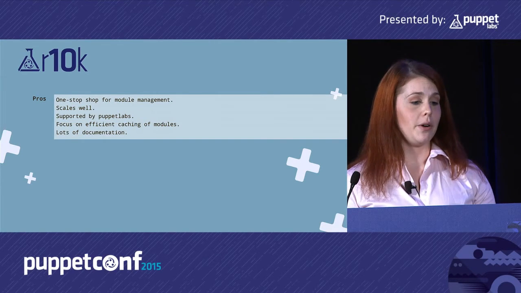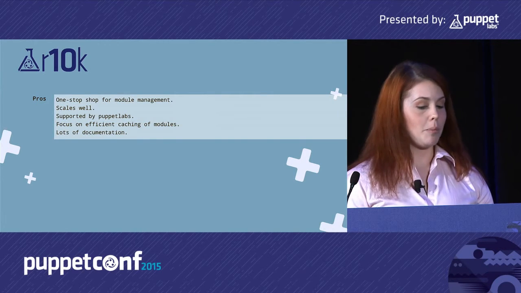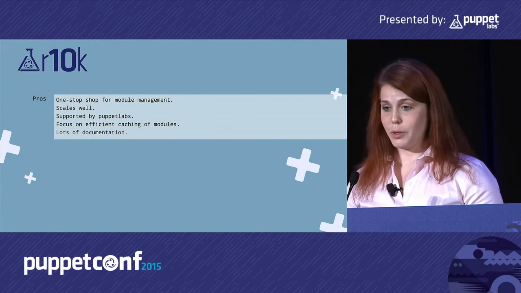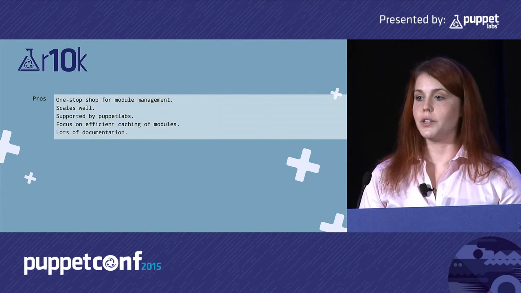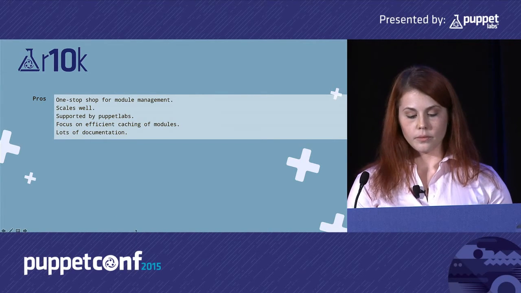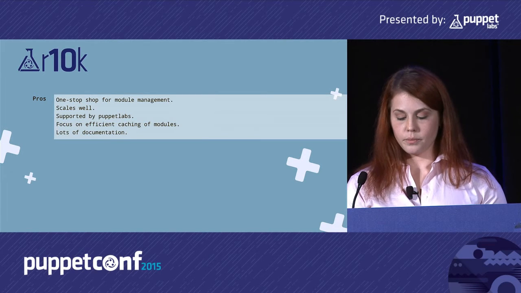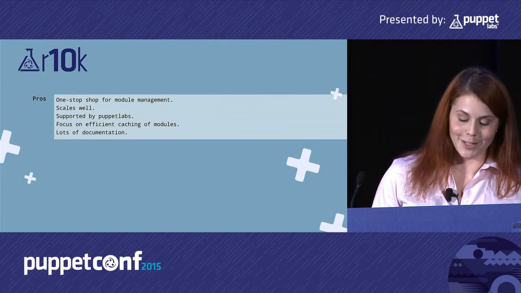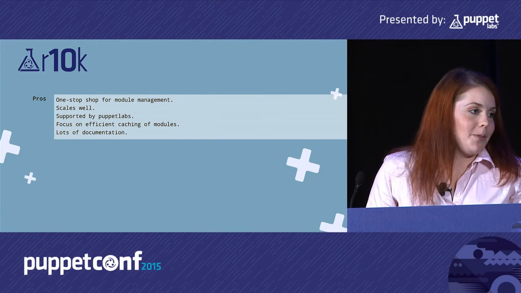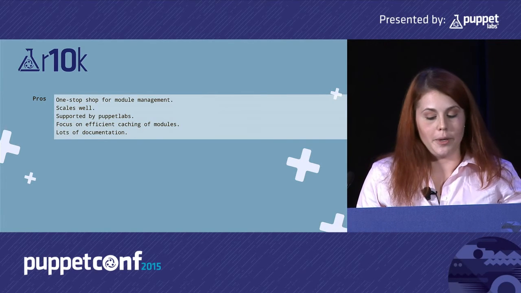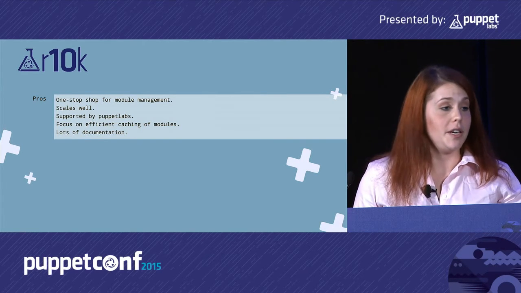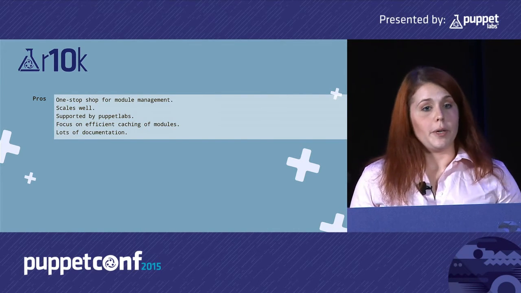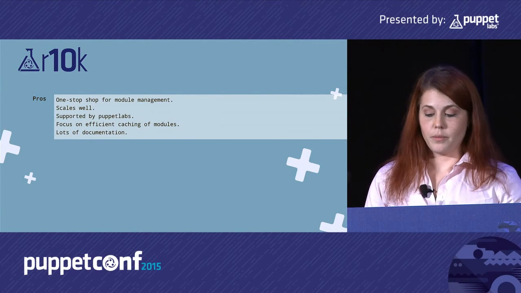So what's great about R10K? It's a one-stop shop for module management, and it's built specifically because of some scaling issues that Adrian ran into. What's not as good about it? Oh yeah, I should probably finish pros here. It's great with caching, so it caches per environment. And there's lots of documentation. It's supported by Puppet Labs. There's lots of stuff coming out for it, and it's going to keep getting better.